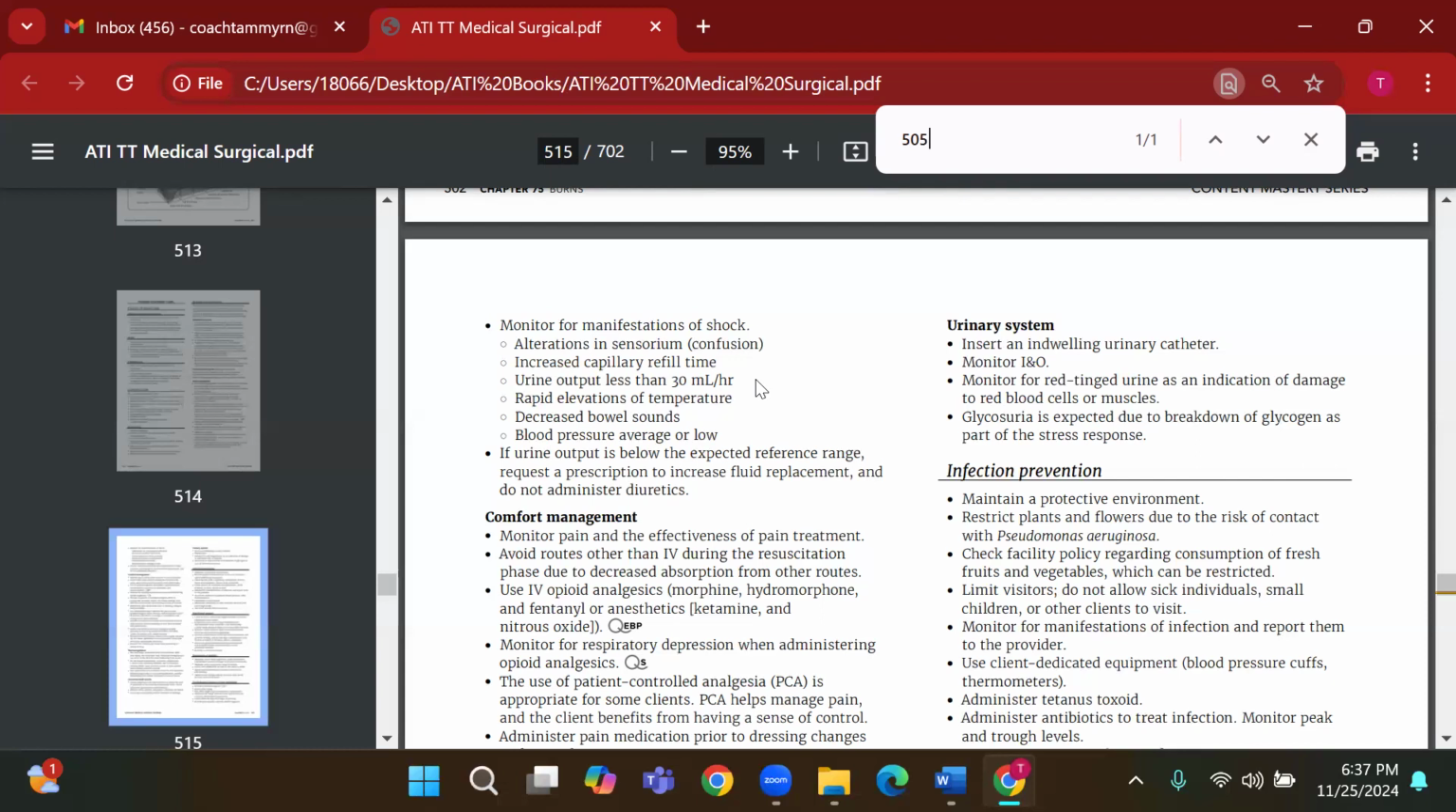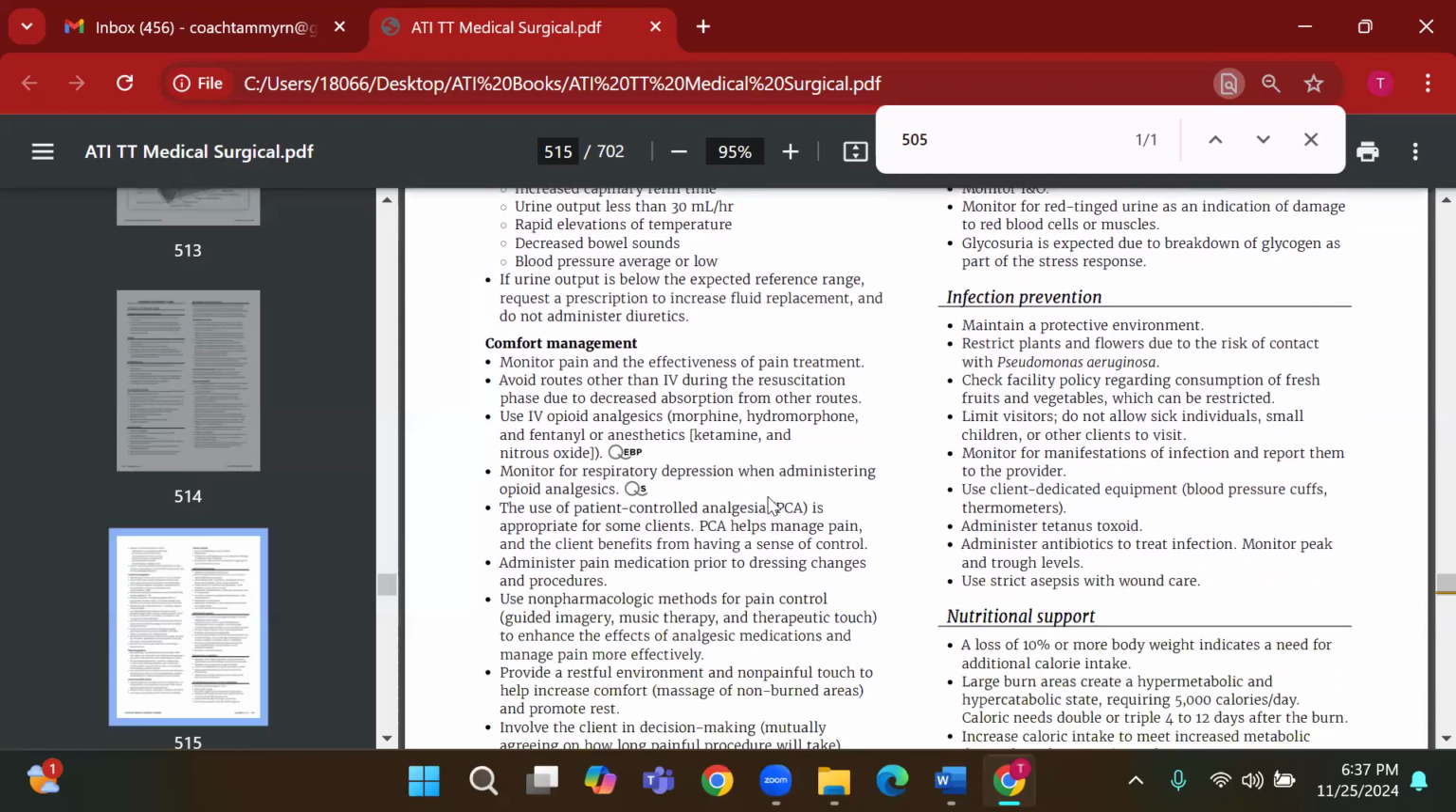Shock, and even with the burn, the body will quit regulating the temperature. And so you might see a fever spike. And if you see rapid elevations in temperature, could be shock, decreased bowel sounds, and then blood pressure very low, which are just signs and symptoms of shock, right? If urine output is below the expected reference range, request a prescription to increase fluid replacement. Just nice to know there.